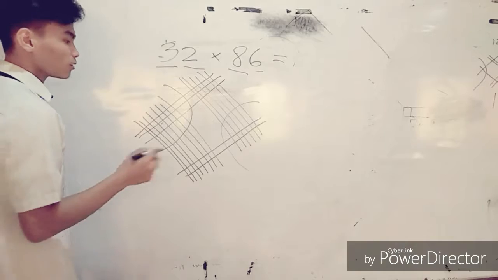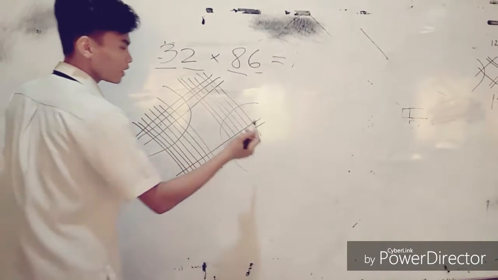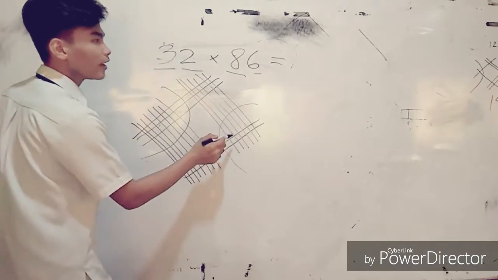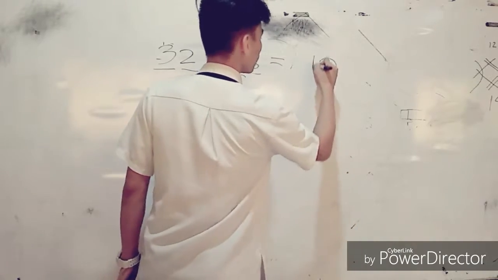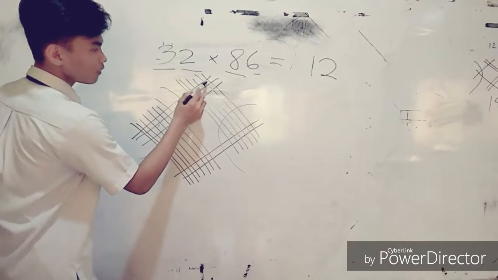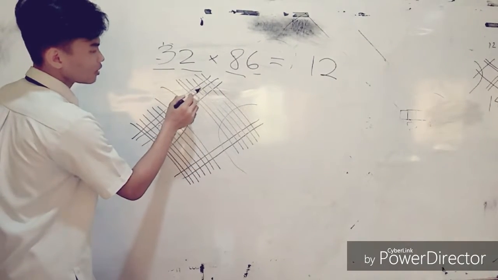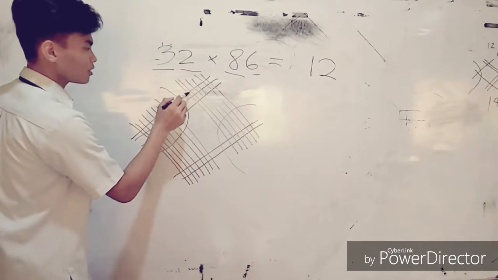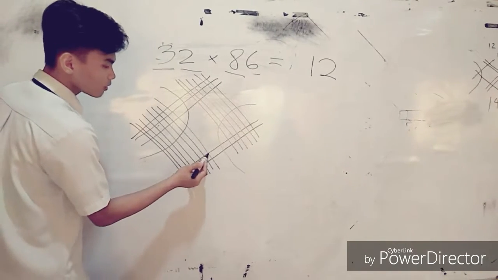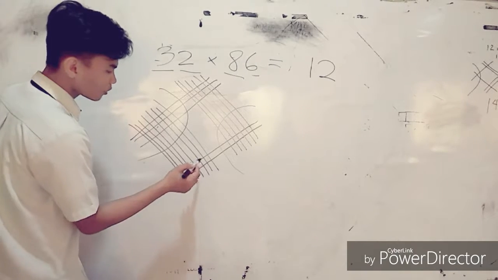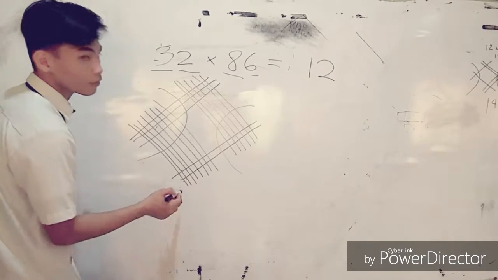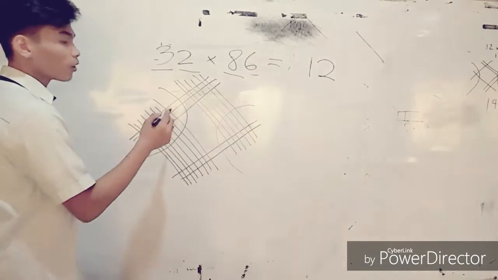So, we will count the number of dots. 32 times 86 is equal to, count the number of dots in the right wing. So we have 1, 2, 3, 4, 5, 6, 7, 8, 9, 10, 11, and 12. We have 12. So in the center, we have 1, 2, 3, up to 18 at the top, and at the bottom we have 19, 20, up to 34. So we have 34 dots overall in the center.